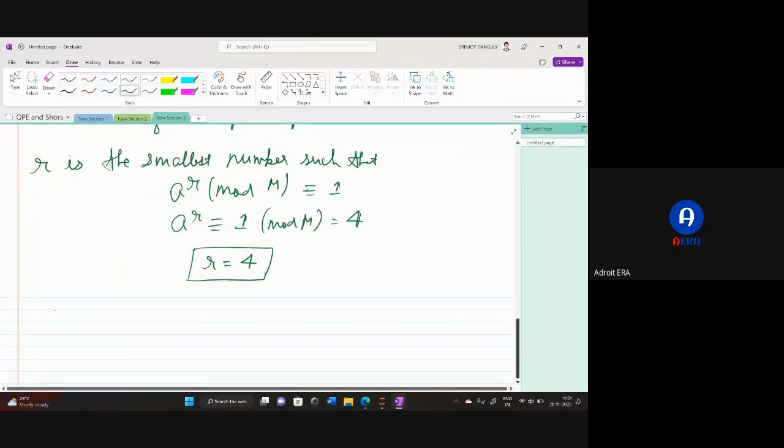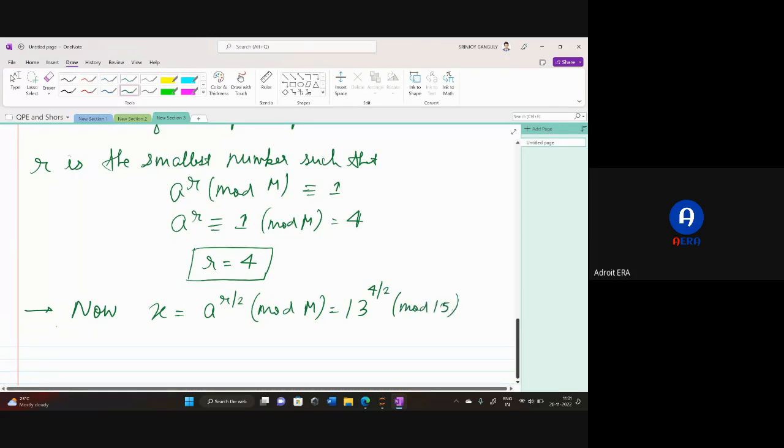what we are going to do, so now let us calculate. If you remember a to the r by 2 minus 1, a to the r by 2 plus 1, remember that value. So now x is equal to a to the r by 2 mod m, which is equal to, what will be the value? Which is equal to 13 to the 4 by 2 mod 15.